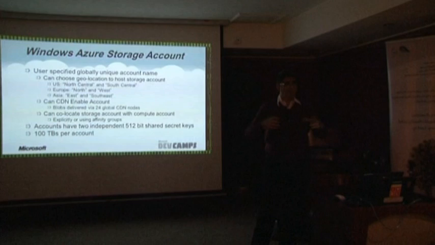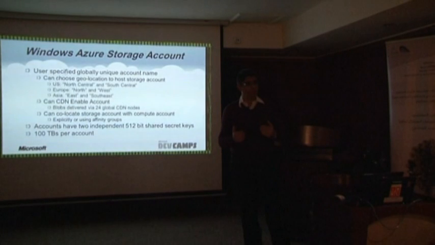So we have 24 nodes across the world on which we cache your data and distribute the data from there. Okay? So it's called a content delivery network. We'll talk about it in more detail.